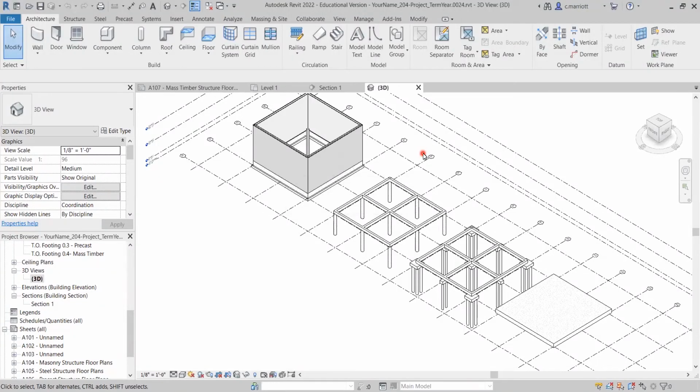In this video, I'm going to be talking about the steel structure that you will be adding to the second project in our Revit work. So before we get into the details of Revit, I want to also talk a little bit just more conceptually about the design of a steel structure.